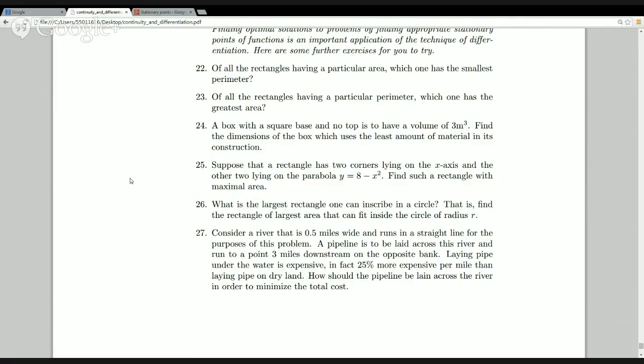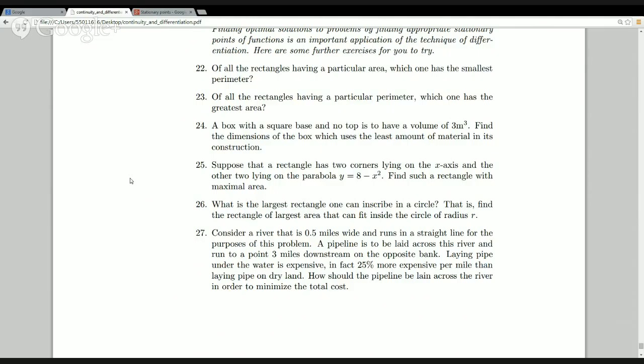Question 24 is a similar one to this food tin we've just done, about something like packaging. You want to make a box. It'll have a base, but it'll be an open box, so no top. So it's just the base and the four sides. You want it to have a certain volume. What dimensions have the least amount of material in its construction?